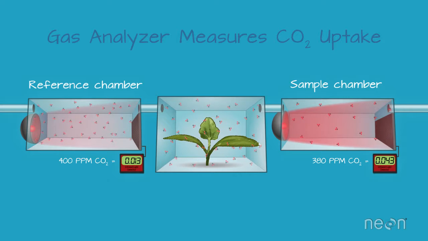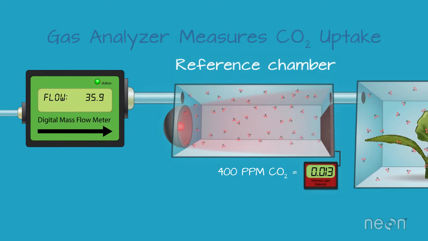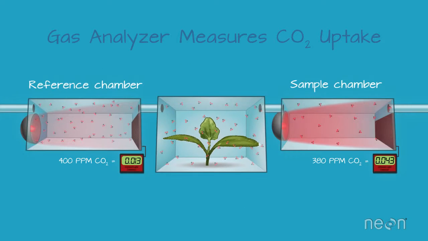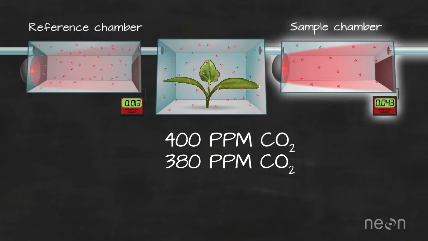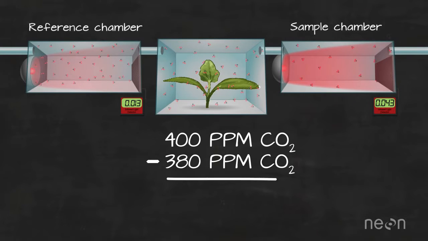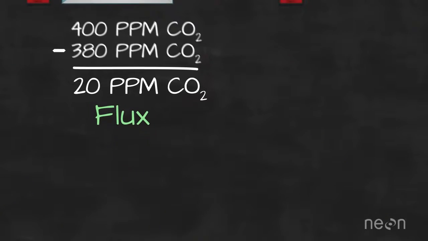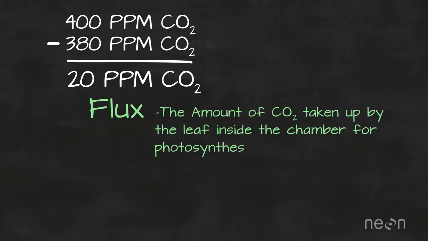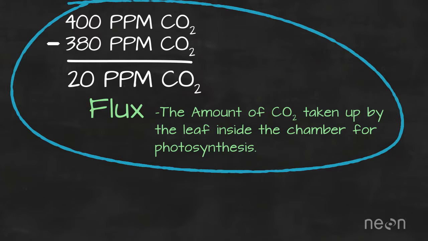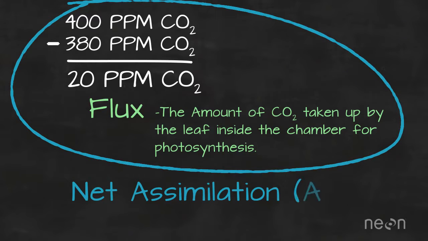We can control the volume of air moving through the chambers using a flow meter, so we know how much air is in each chamber. Here comes the interesting part. We can calculate the difference in the amount of CO2 measured in our reference chamber compared to the CO2 measured in our sample chamber. The difference between CO2 in the two chambers is the flux, which represents the amount of CO2 taken up by the leaf inside the chamber for photosynthesis. The measurement of the difference in CO2 between the two chambers is called net assimilation, or ANET.